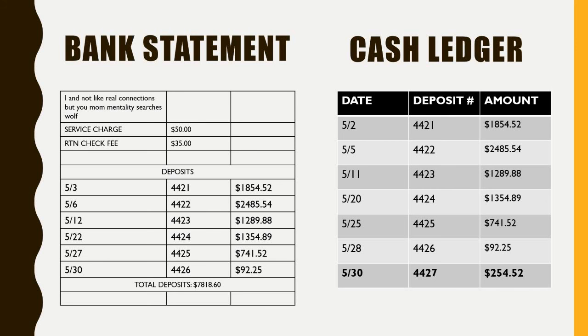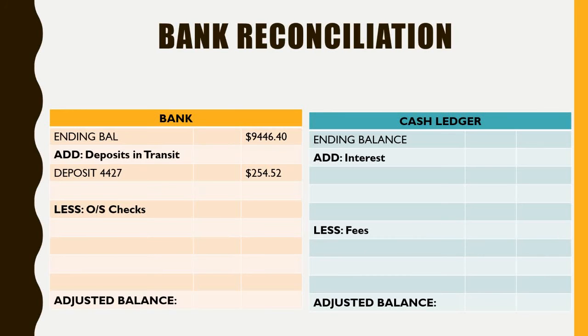So in this case, my deposit in transit is deposit number 4427 for $254.52. So right there, I recognize my deposit 4427, and I'm going to add this money into my bank account because I've already deposited it. It's just pending to clear. So there you go. All right.